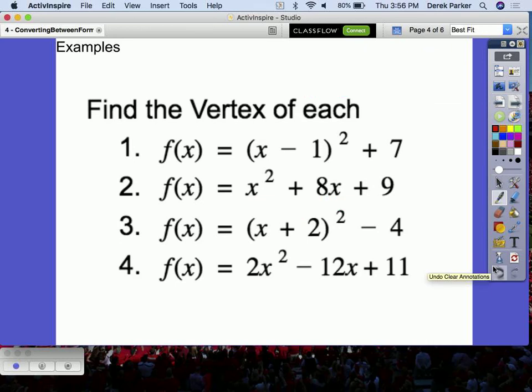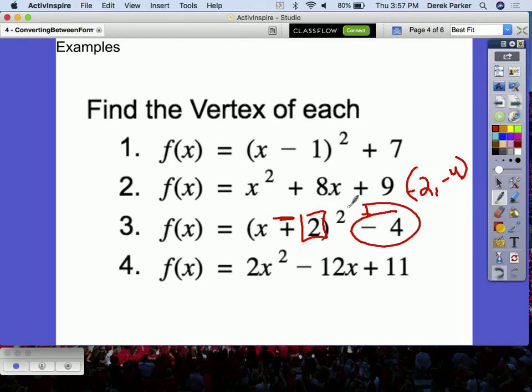Number 3, your answer will be negative 2, negative 4. Here's the reason why. If this is a minus sign here, you just choose that. But since this is a plus sign, it is the opposite of that. It's going to be negative 2. Same goes here. That should be plus 4 if it was a positive 4. Since it is a minus 4, it is a negative 4, and your vertex is negative 2, negative 4.